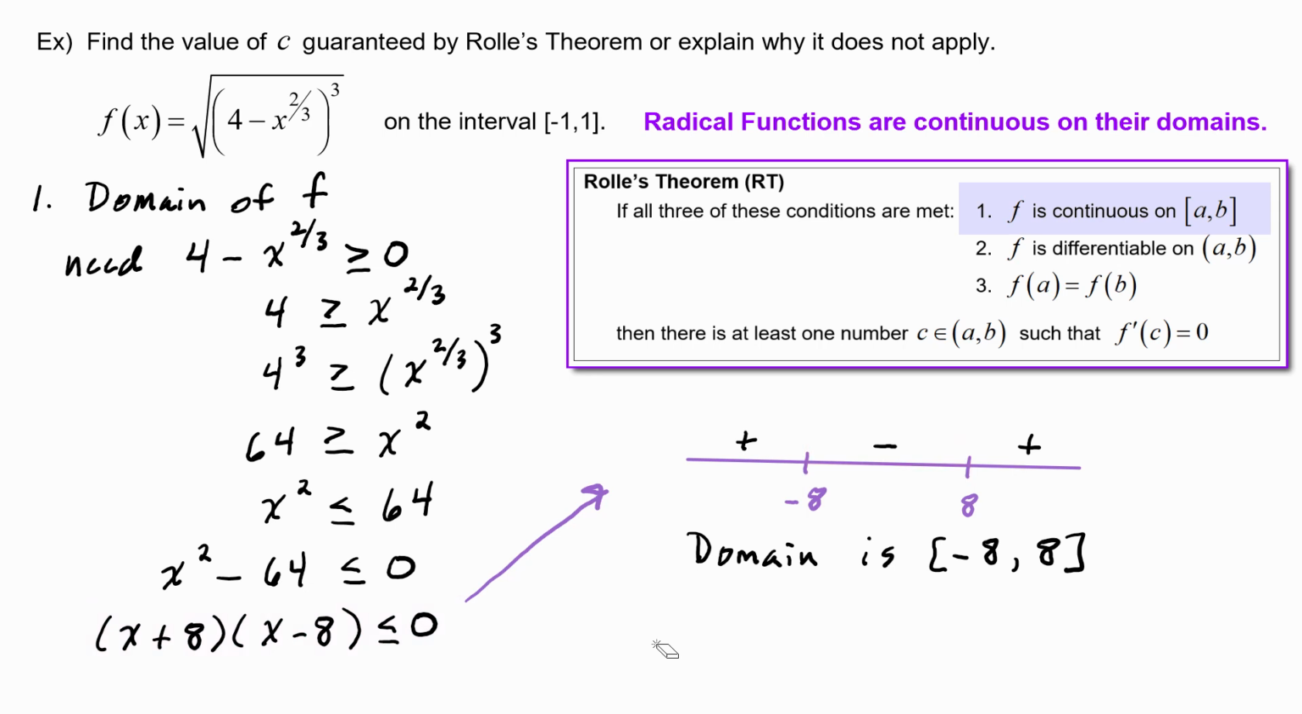Now remember that radical functions are continuous on their domains. We are concerned with the interval from -1 to 1, which certainly lives within the interval from -8 to 8. So therefore, f is continuous on the interval from -1 to 1. So we have satisfied step 1 of Rolle's theorem.